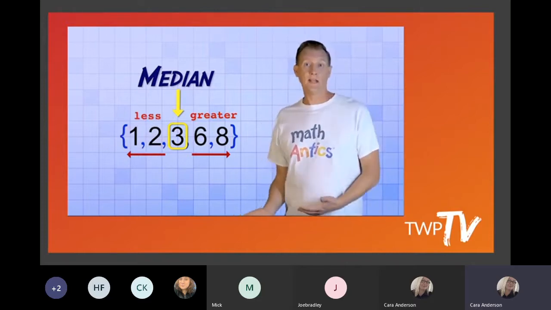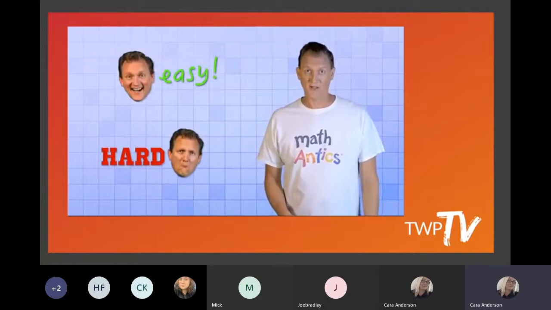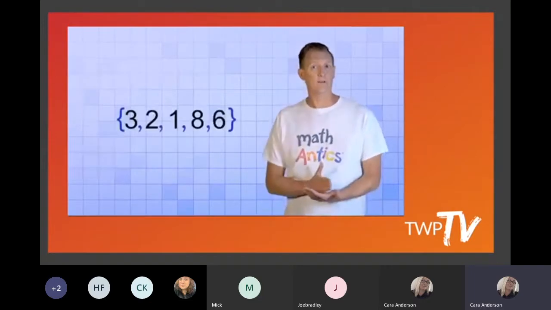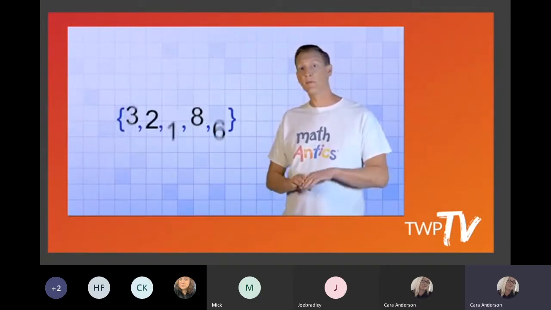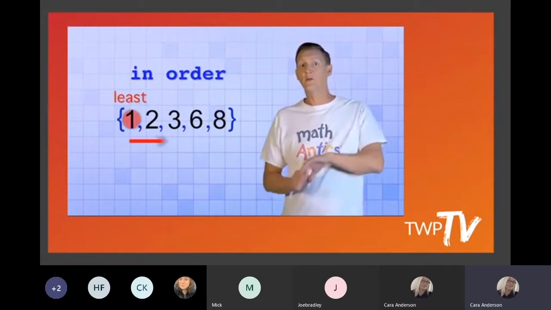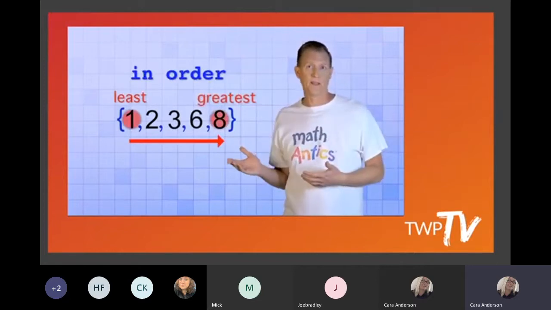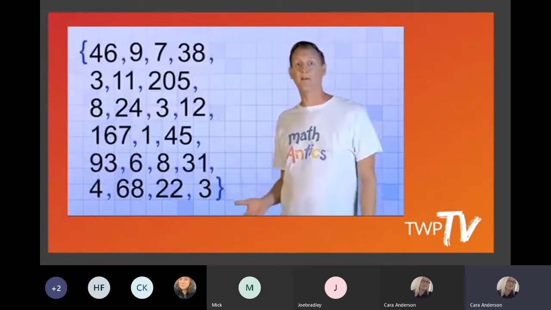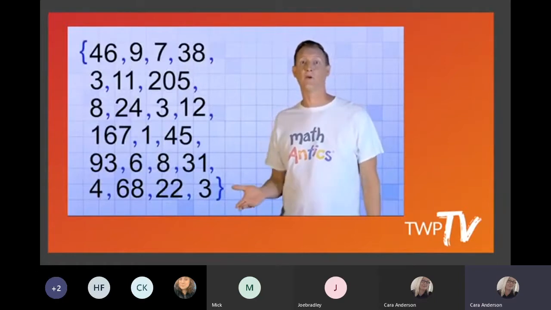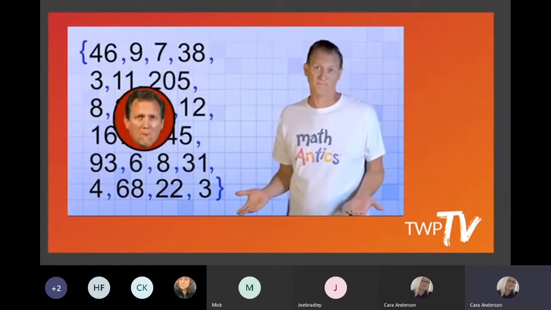Sometimes finding the median of a data set is easy, and sometimes it's hard. That's because finding the middle value of a data set requires that its members be in order from the least to the greatest, or vice versa. And if the data set has a lot of numbers, it might take a lot of work to put them in the right order, if they aren't already that way.